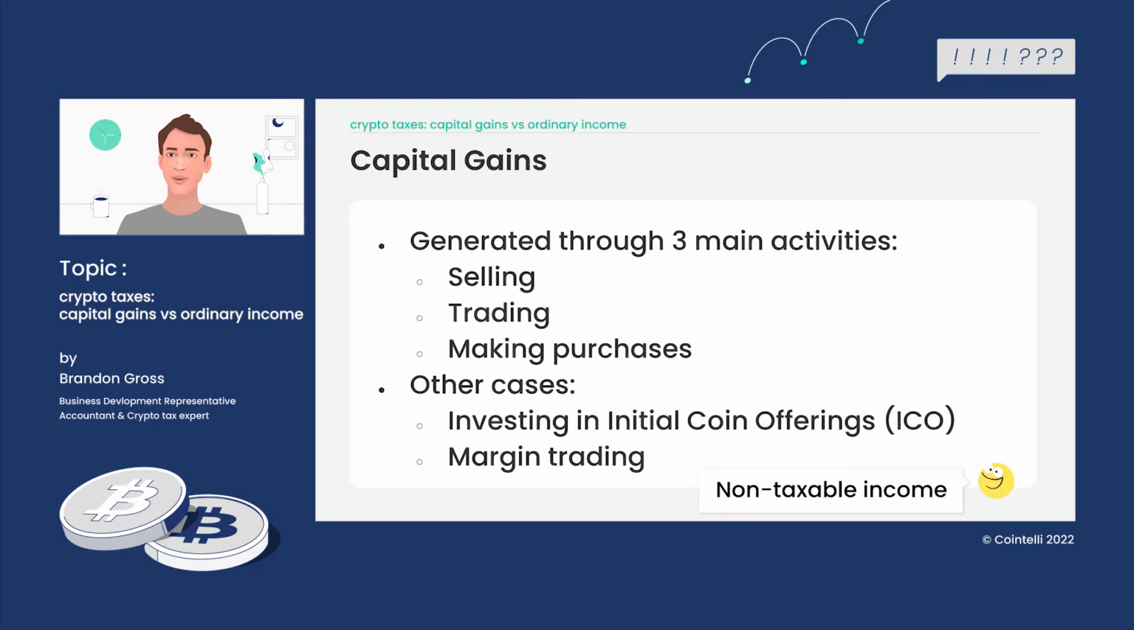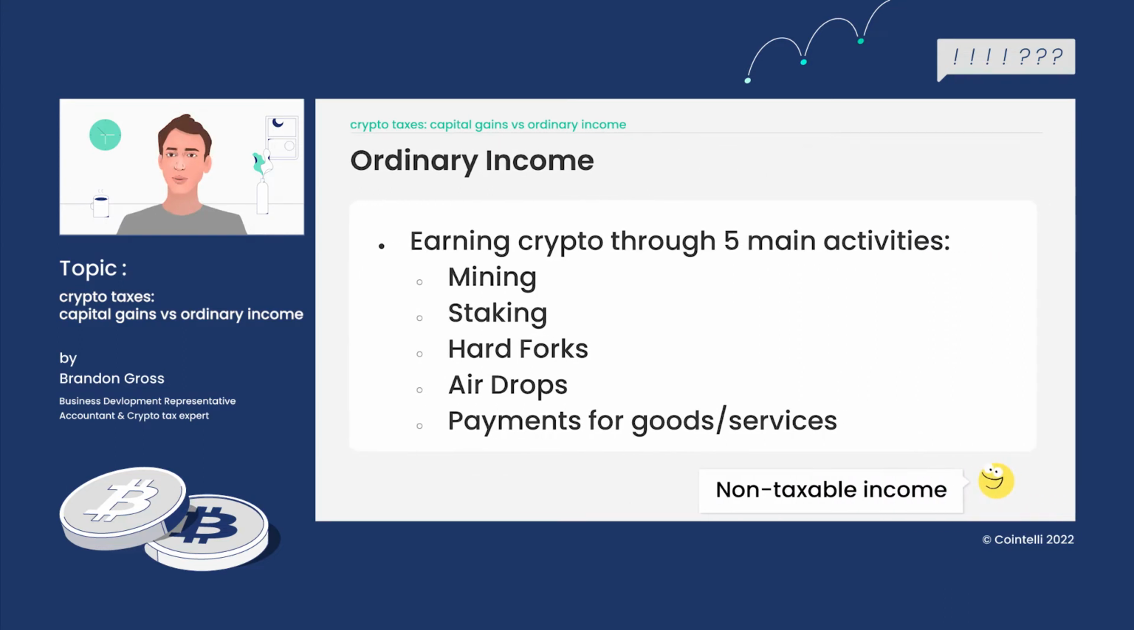Then there's also ordinary income. This is a little bit different. Ordinary income is the kind of income that you'd earn from working at a job. If you go to the office, you have your W-2, your 1099, right? That falls under the category of ordinary income. And in the crypto world, you can earn ordinary income in five main ways.